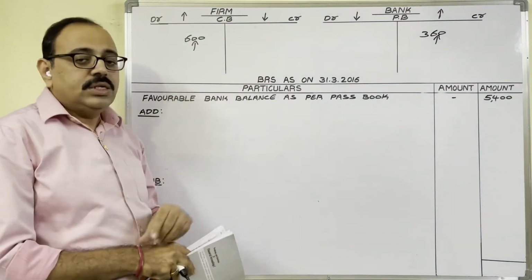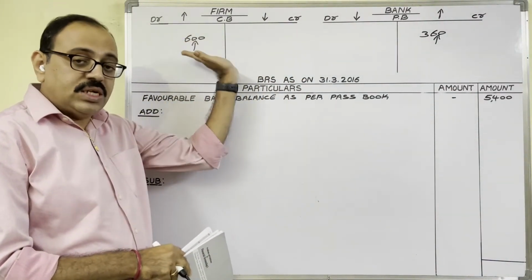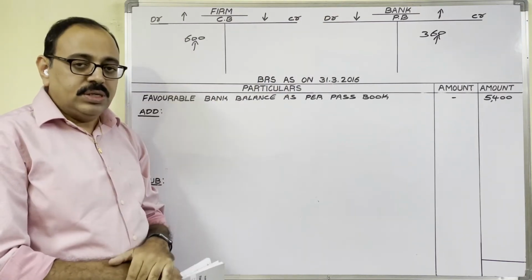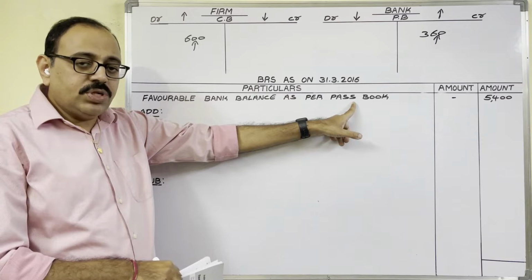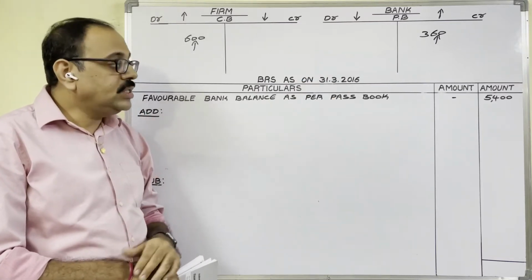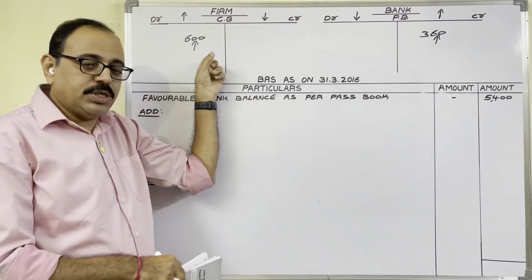So there is a difference. Cash book is increased by 600 and passbook is increased by only 360 rupees. Now which book balance is given in the question? Bank balance as per passbook is given. So the rule is adjust passbook as per cash book.